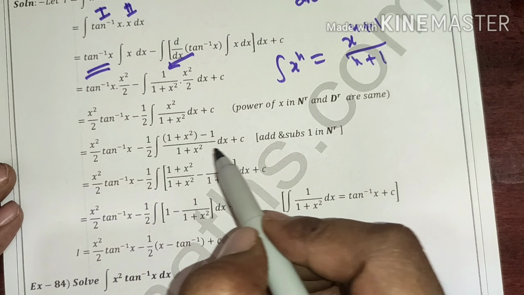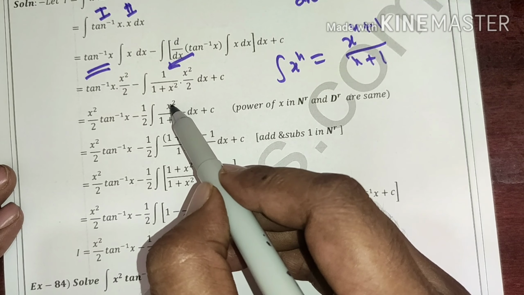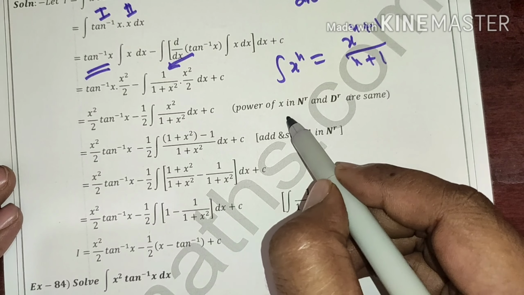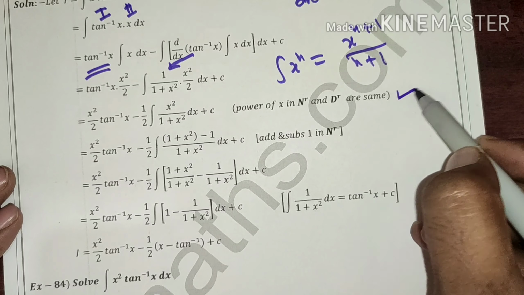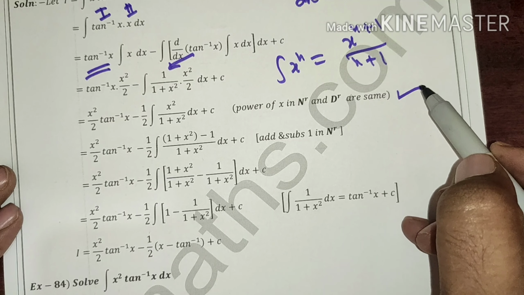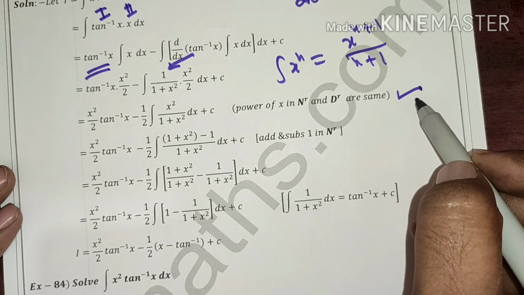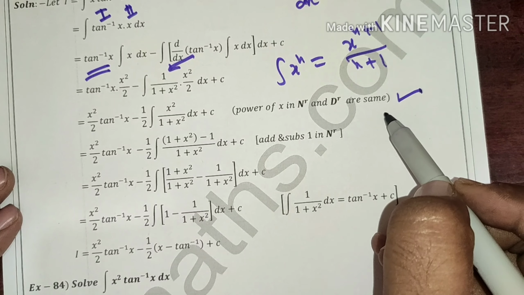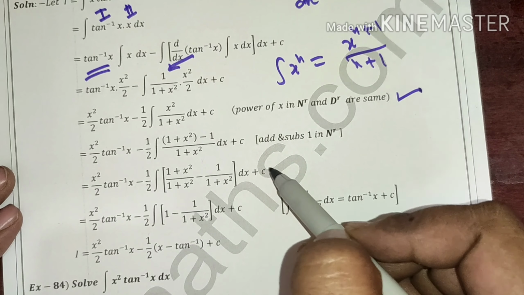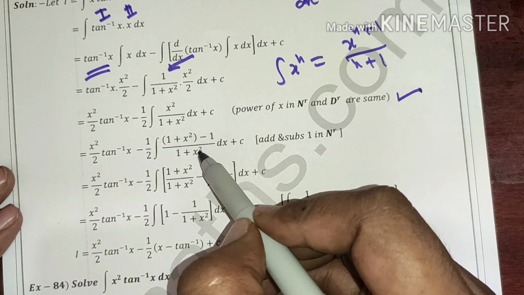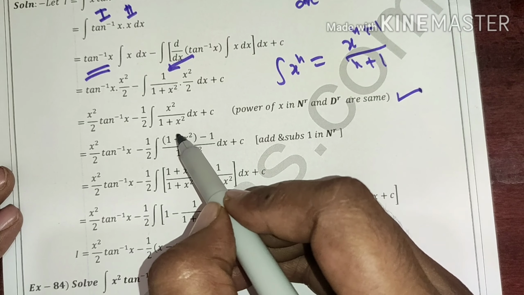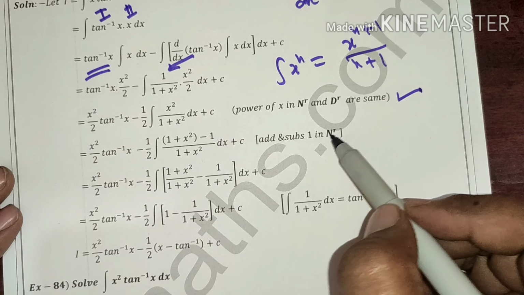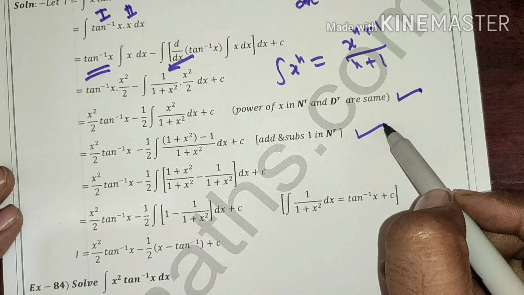See here, one thing is important. The power of x in the numerator and denominator are the same, which is x square. So that's why we arrange the denominator in the numerator. For that we add and subtract 1 in the numerator.